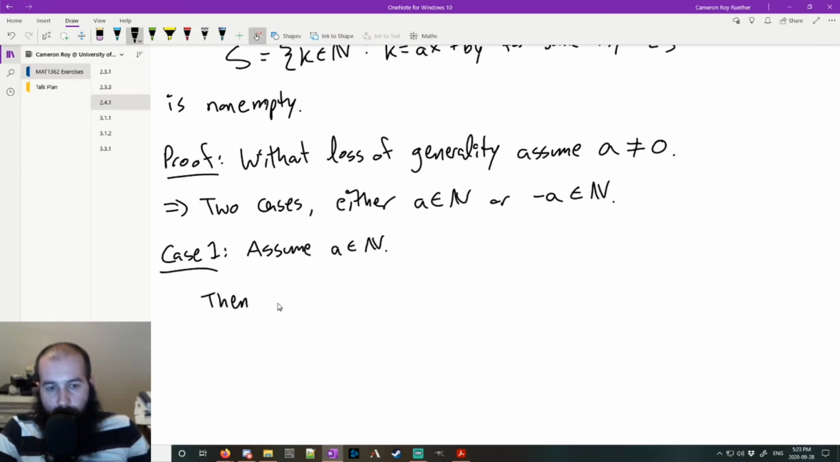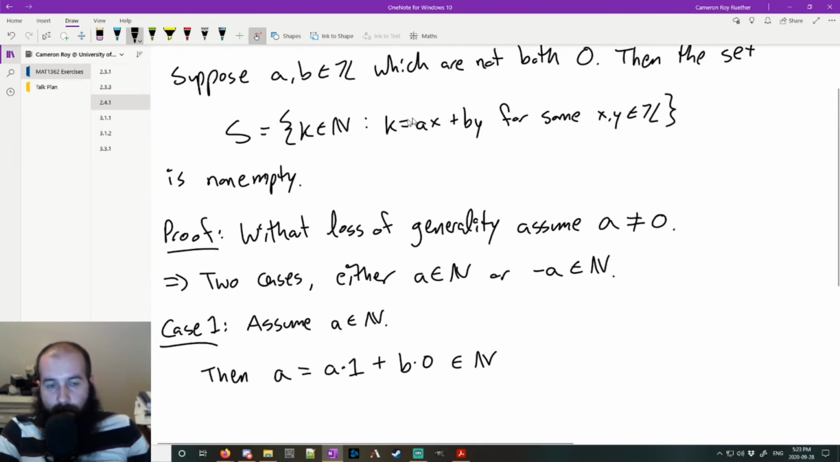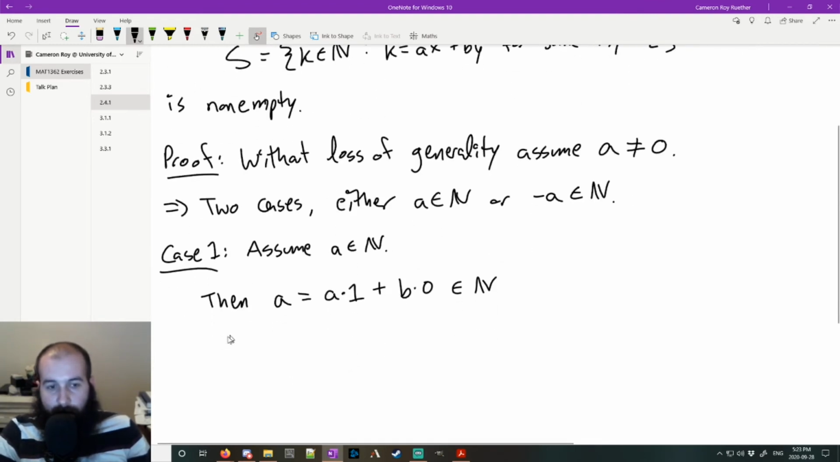Then a is equal to a times 1 plus b times 0. b times 0 is 0, a times 1 is just a, so we get this. But this is of the form a times an integer plus b times an integer, and it's natural. So since it's of the form required by S and is natural, which is also required by S, it's an element. So this implies that a is an element of S, and since it has an element, S is non-empty.